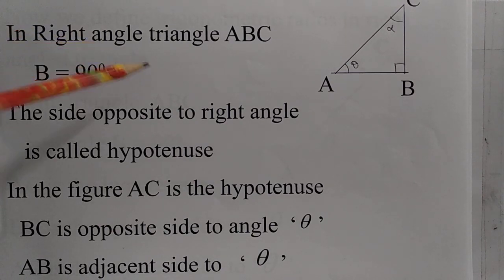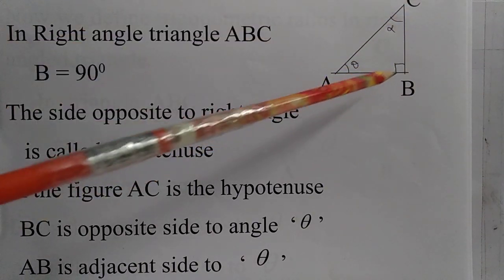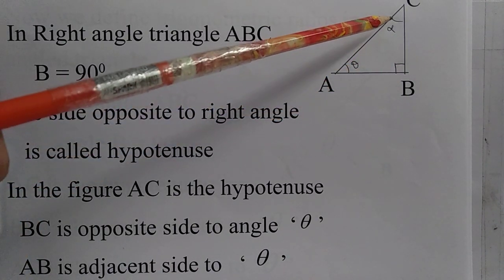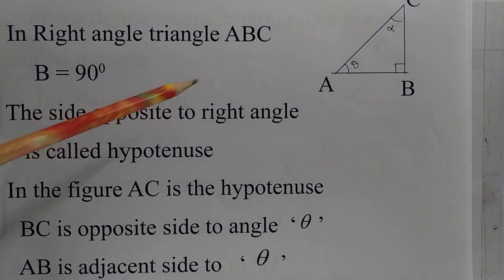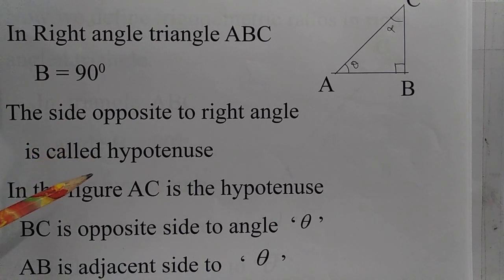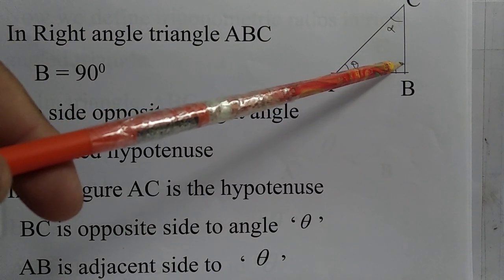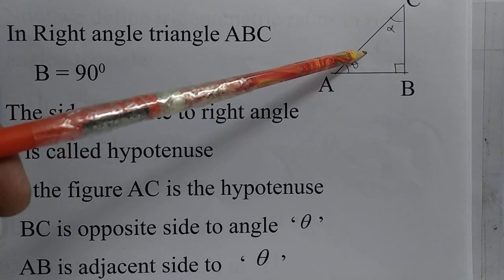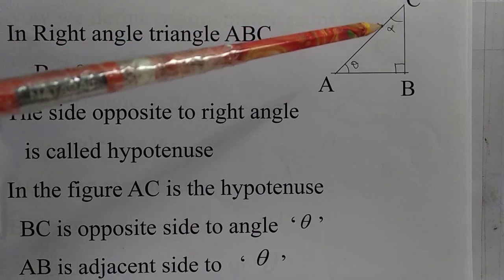In right angle triangle ABC, angle B equal to 90 degrees. ABC is a right angle triangle, right angle at B. Let angle A equal to theta and angle C equal to alpha. The side opposite to right angle is called hypotenuse. In the figure, the right angle is at B, so B equal to 90 degrees. The side opposite to 90 degrees is AC. Hence, AC is called the hypotenuse.